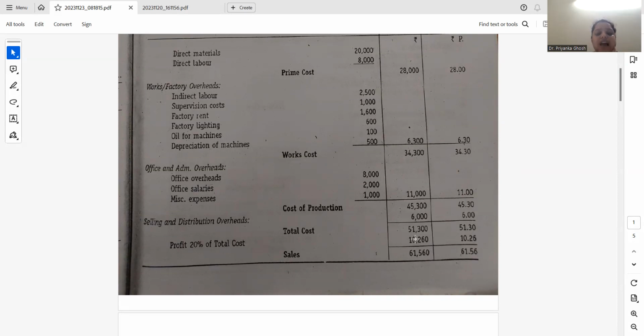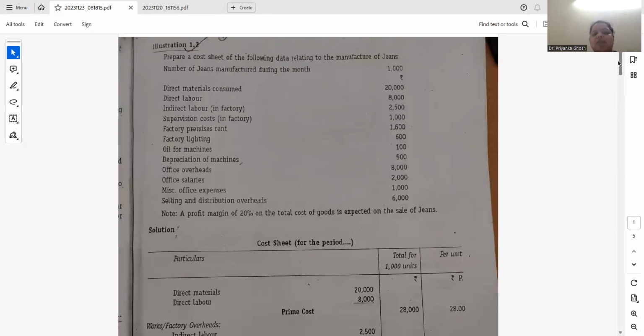So now if you add profit with the total cost, you will be getting the total sale. So total cost will come 51,300 plus profit 10,260. So total sale will be 61,560 and again per unit, 61,560 divided by number of units manufactured. So here the per unit selling price will come 61.56. So this is the basic problem of cost sheet.